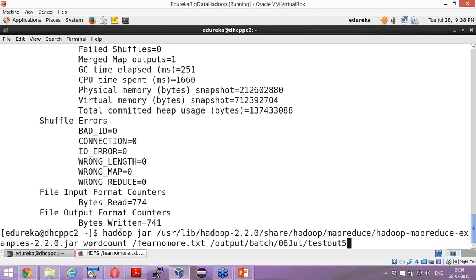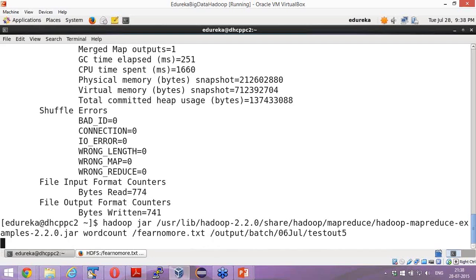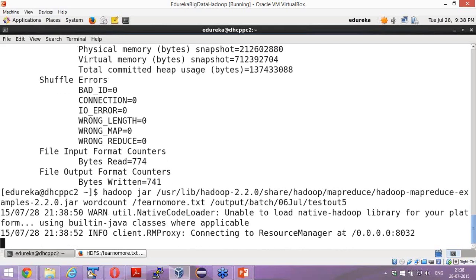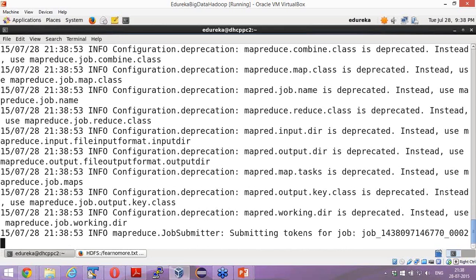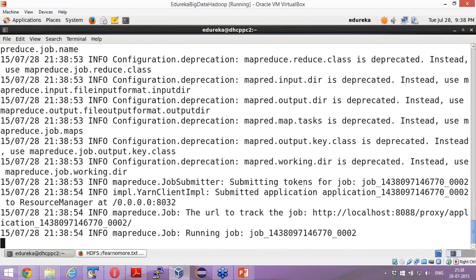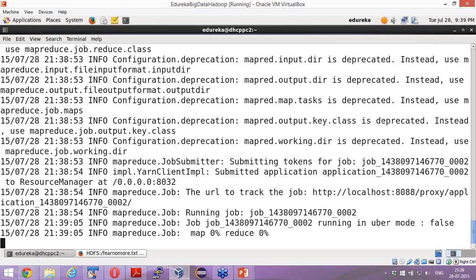This comes as a sample as part of the Hadoop installation. So I'm going to say hadoop jar. This is how I'll be calling the program, and I'm going to call the program called word count. "Fear no more" is the input I'm giving, and I want the output to be stored in this location. This is how I'll be triggering the program. How it works internally, the architecture, and how it's going to help us, everything we are going to discuss in the actual course.